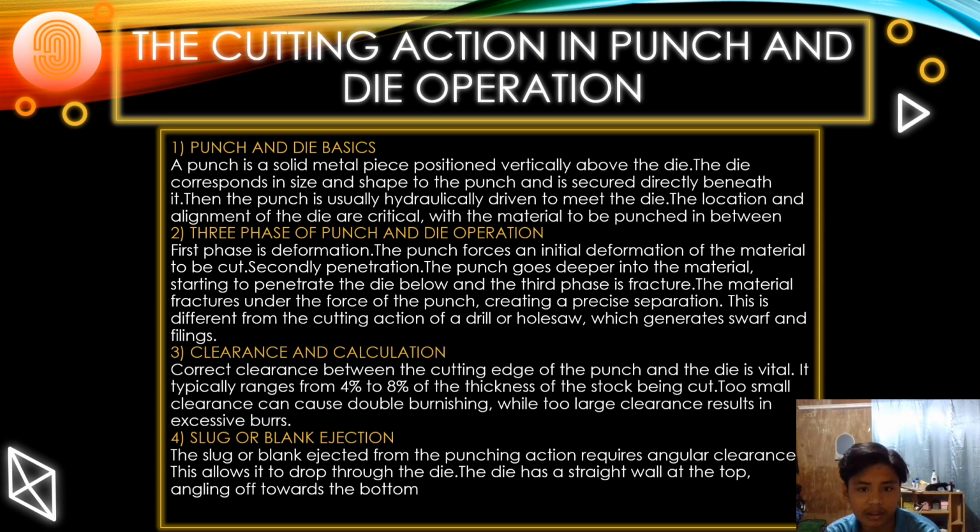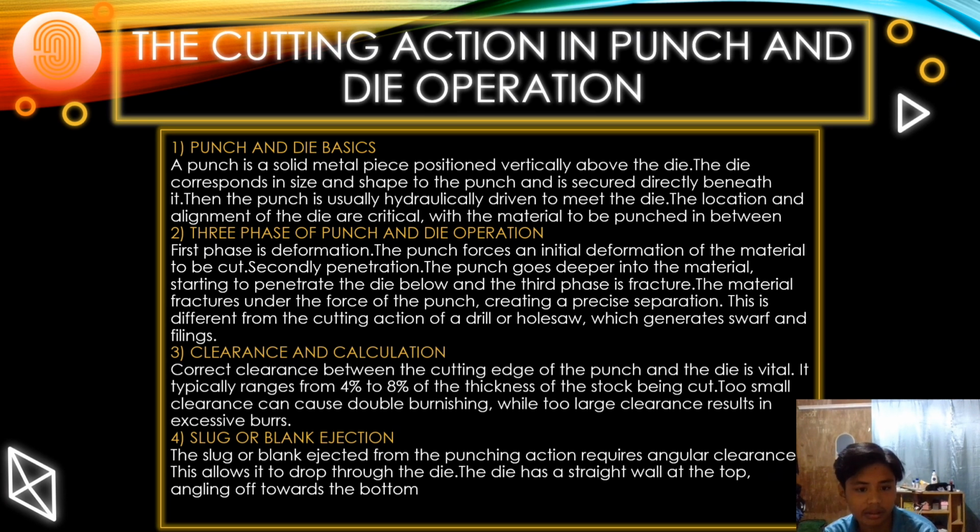Three phases of punch and die operation. First phase is deformation. The punch forces an initial deformation of the material to be cut. Secondly, penetration. The punch goes deeper into the material, starting to penetrate the die below, and the third phase is fracture. The material fractures under the force of the punch, creating a precise separation. This is different from the cutting action of a drill or hole saw, which generates swarf and filings.